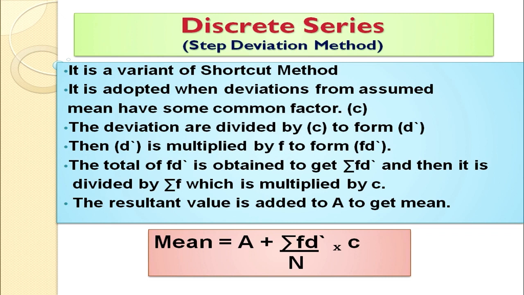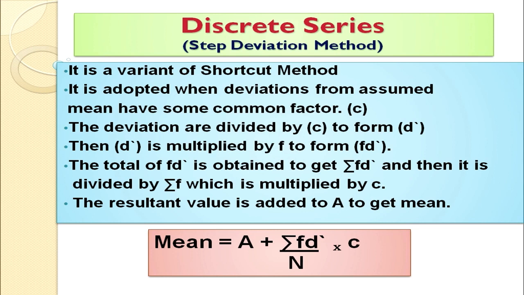Now, the deviations are divided by the common factor C to form D dash. Here, once we have attained D, we are making a D dash column. D dash is D divided by C. Once we have got the D dash, then we are going to multiply the frequencies with it. So, we will get a column of FD dash. Then we are going to do the total of FD dash.